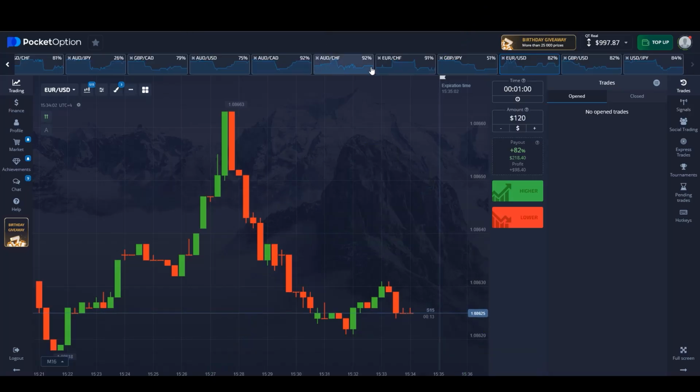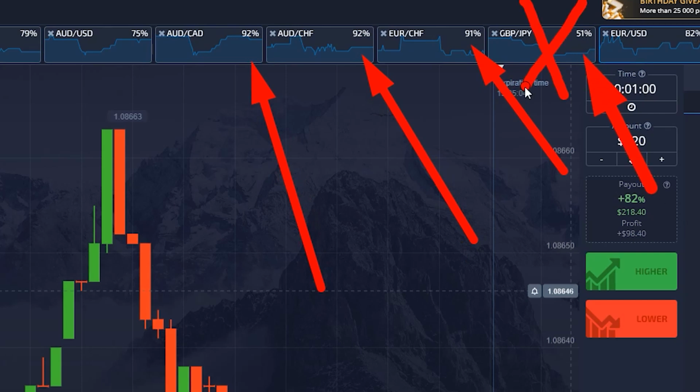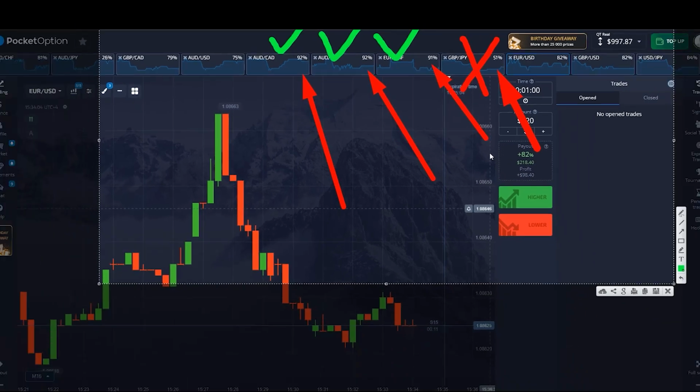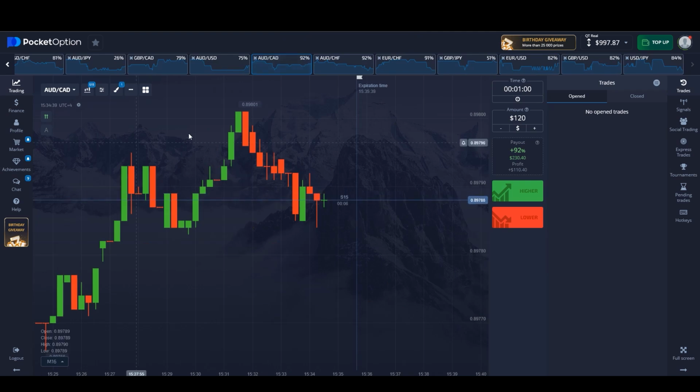First, you need to choose a good pair with a good payout. All the pairs with large payouts are suitable for me, because I will quickly earn on them, and on a pair on which only 51%, I will not be able to earn well, so I forget about this pair. These pairs with large payouts will be suitable for me, so let's take these pairs to work. I will choose the first Australian and Canadian dollar and immediately prepare the platform.